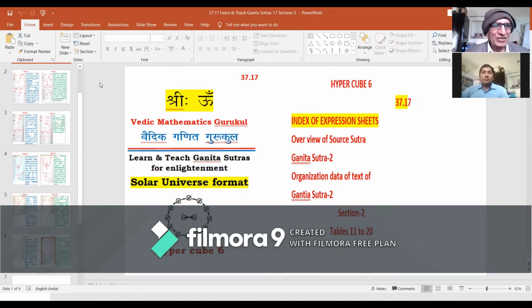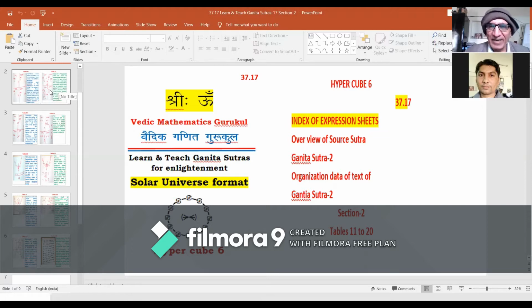Welcome. We are continuing our visit to have initiation for the overview of the Vedic mathematical domain in the background of the format features of Ganita Sutra 1 as the source sutra and Ganita Upsutra 1 as the source Upsutra. In the previous session, we have visited the features of tables 1 to 10. The focus has been upon the format features of mathematical domain of Ganita Sutra 2.